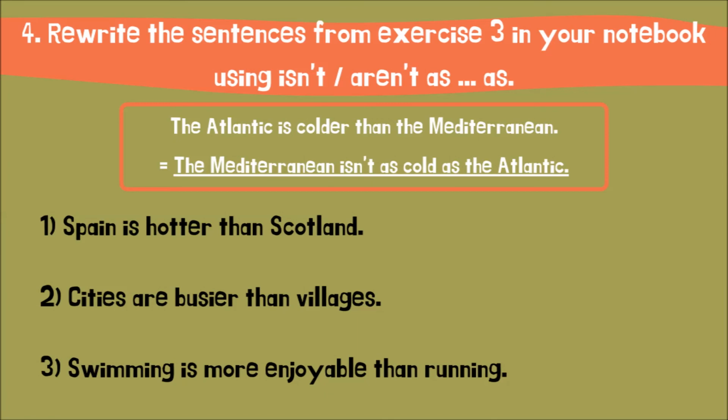Let us move on to question number 4. Look at the question. Rewrite the sentences from exercise 3 in your notebook using isn't or aren't as, as. Kamu kena tulis balik soalan nombor 3 tadi. Soalan nombor 3 pasal Spain, city, swimming apa semua tu. Kamu kena ubah balik menggunakan isn't or aren't as adjective as.